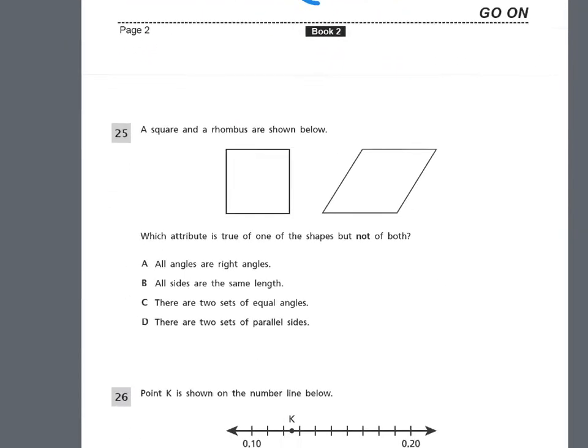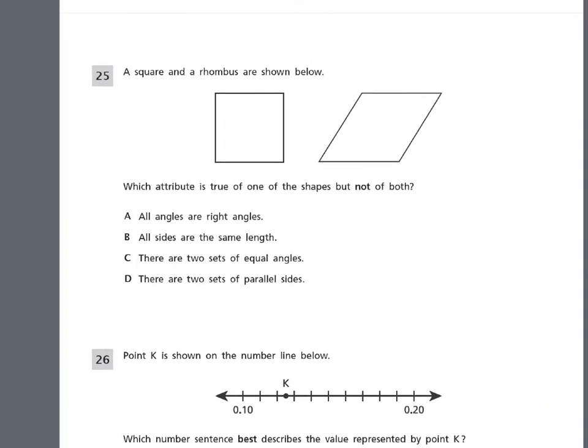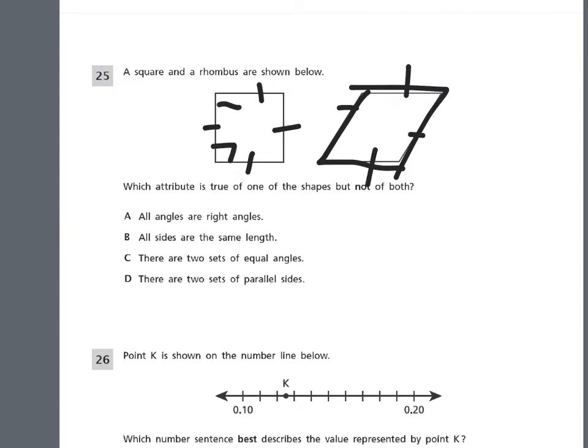For number 25, it says a square and a rhombus are shown. So a rhombus is like a square, but it's just been turned sideways. So they both have 4 equal sides. All the sides are equal. The only difference is that a square has 4 right angles. That makes 90 degrees. And a rhombus doesn't have any right angles. Which attribute is true of one of the shapes but not of both?